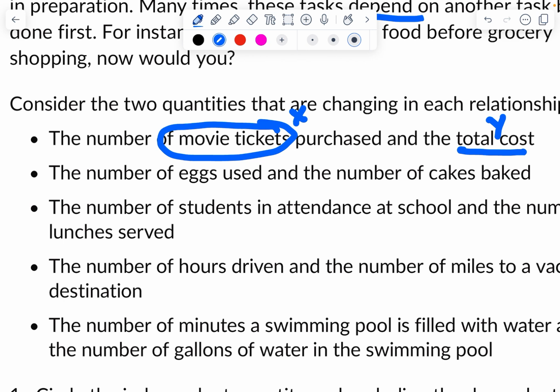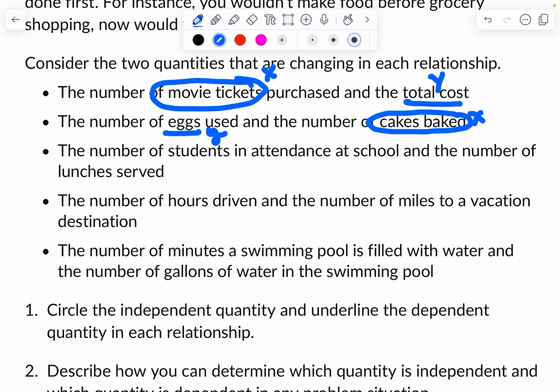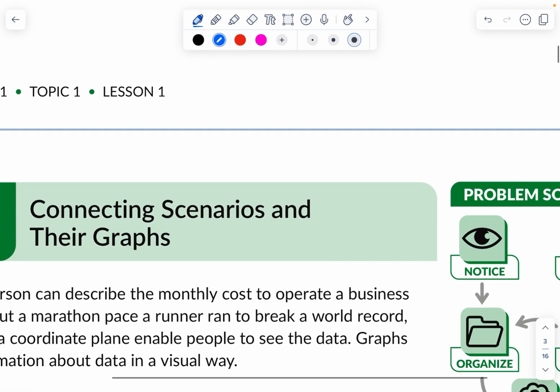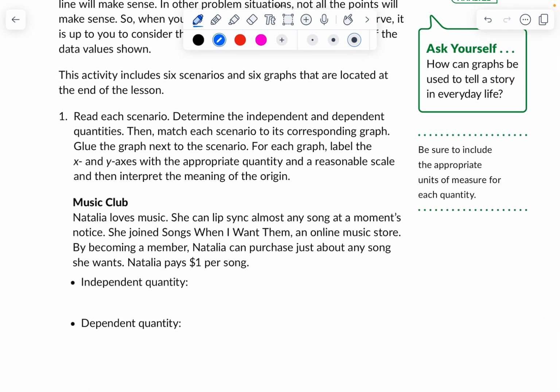In the next scenario, I have eggs that are going to be used to bake cakes. Well, if I know that I need 5 cakes, I probably need to know the number of cakes that I need before I go to the store and buy the eggs to bake those cakes. So the number of cakes that I need is independent, and it will help me figure out the dependent Y, how many eggs it's going to take. I'm not going to go through all of these, but you get the idea about independent versus dependent. Now we're going to look at some scenarios, and we are going to try to figure out which graph matches each scenario. So here's my first scenario.